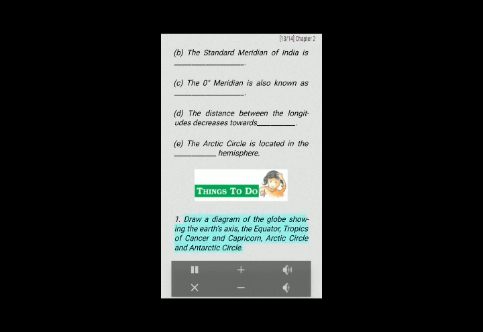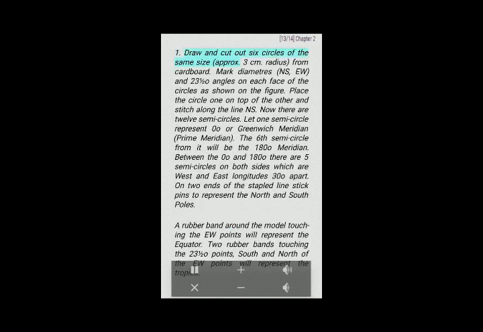1. Draw a diagram of the globe showing the Earth's axis, the equator, tropics of Cancer and Capricorn, Arctic Circle and Antarctic Circle. 2. Draw and cut out 6 circles of the same size, approximately 3 centimeters radius, from cardboard. Mark diameters NS, EQ, and 23.5 degree angles on each face of the circles as shown in the figure. Place the circles one on top of the other and stitch along the line NS. Now there are 12 semicircles.